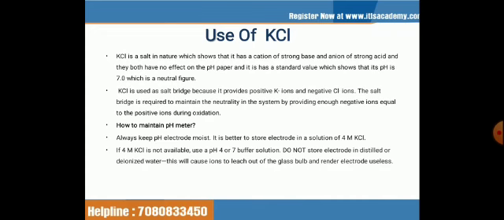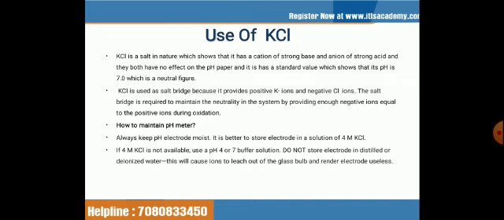Now, how can you maintain the pH meter? Always keep the pH electrode moist. It is better to store the electrode in a solution of 4 molar KCl. If 4 molar KCl is not available, then use a pH 4 or 7 buffer solution. Do not store your electrode in distilled or deionized water, as this will cause ions to leach out of the glass bulb and render the electrode useless.